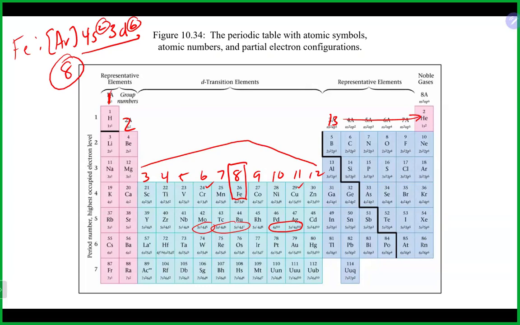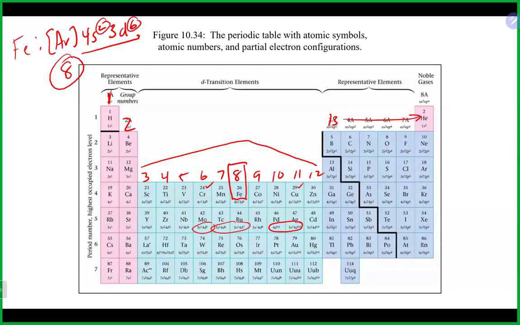So if you want to use the group number for transition metals to figure out valence electrons, the 1 through 18 numbering is what you want to use. For everybody else, the representative elements outside of the transition metals, you use our regular numbering of 1 through 8, where we skip the middle part.